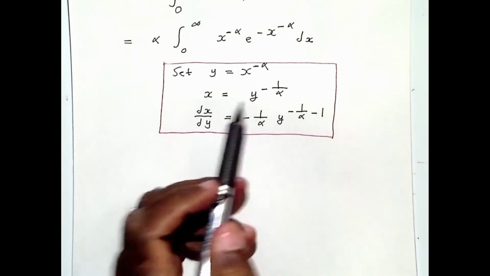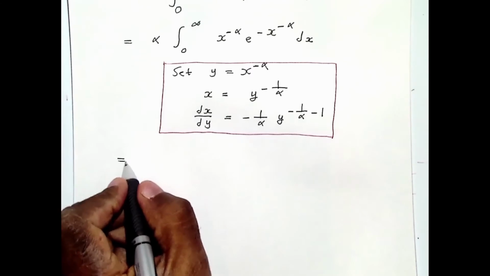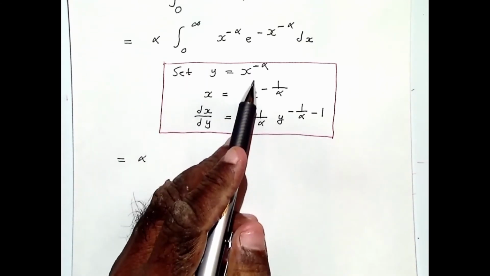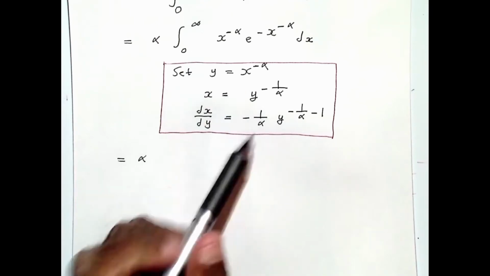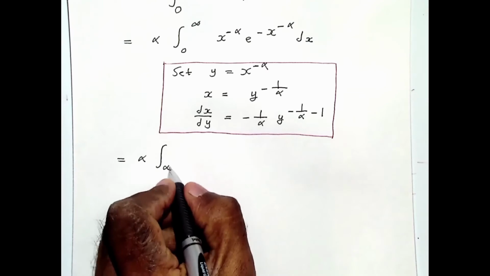So if you substitute this into the integrand, you will get this. When x is 0, y is infinity. When x is infinity, y is 0. So the limits will go from infinity to 0.